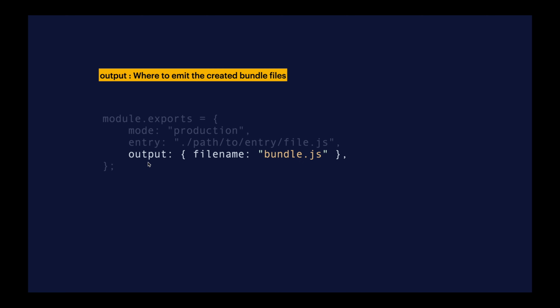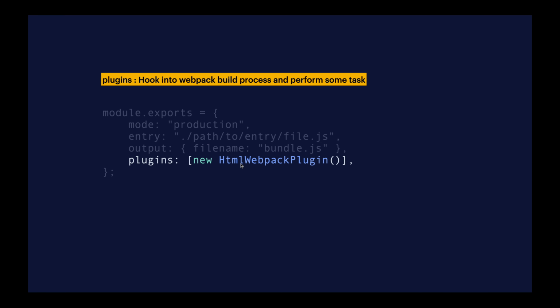Next, we have the output property. With the help of the output property, we can tell Webpack where to emit the created bundle files. We can provide the file name and also the path where the bundle file needs to be collected. Then we have plugins. Plugins hook into the Webpack build process and perform some task. Plugins are classes. We can use them by creating a new instance of that class. Here we are using the HTML Webpack plugin.